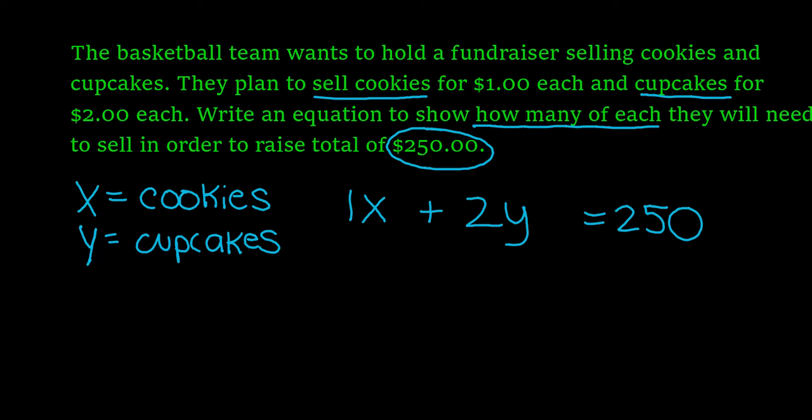This equation is written in standard form. Standard form, as a reminder, is this form where the x and the y variable, since neither one appears to be independent or dependent, end up on the same side of our equation. 1x plus 2y equals 250. Cool. So let's see what else we need to do with this.